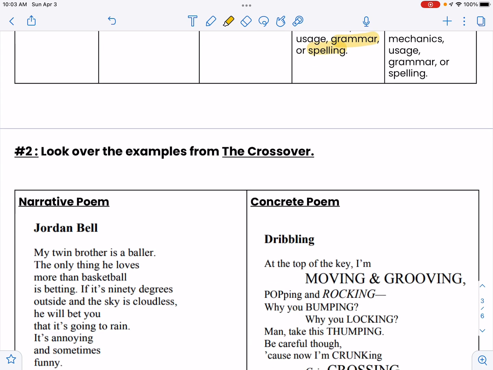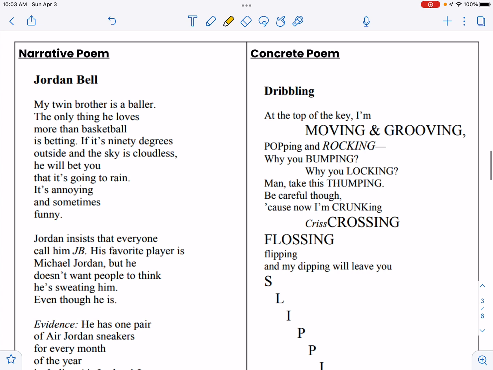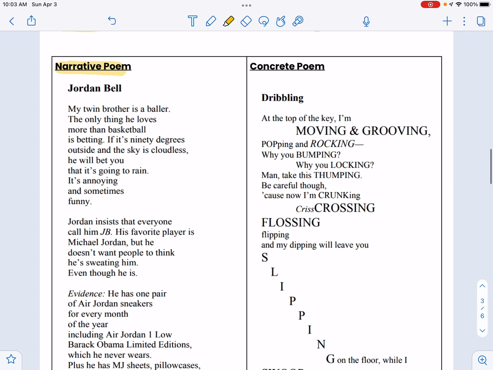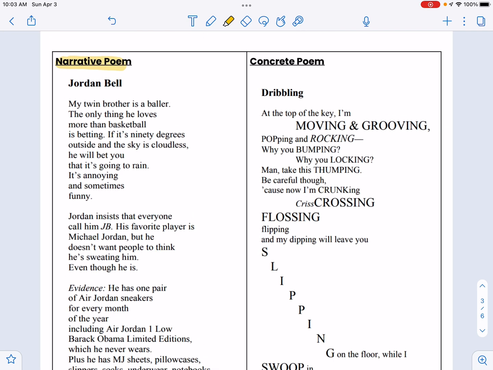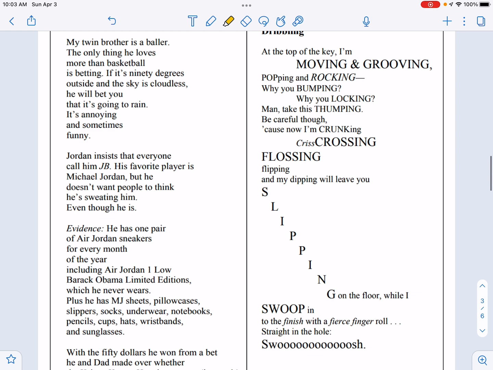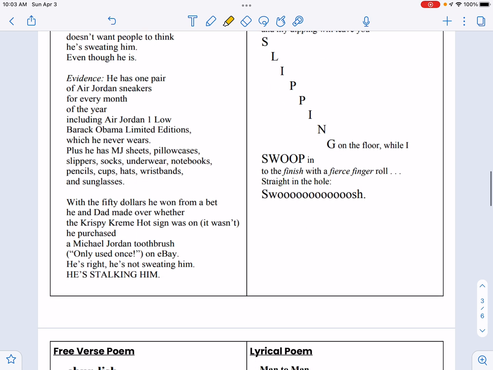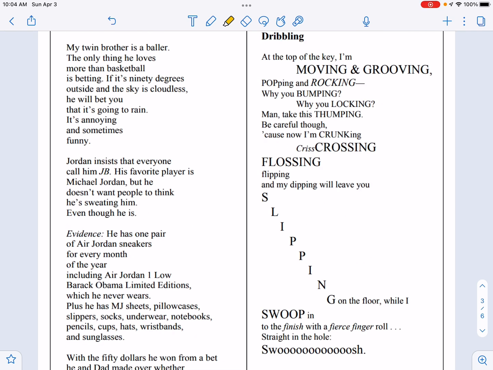Here are some examples of each type of poem from The Crossover. So a narrative poem tells a story. Here's an example from The Crossover where Josh is telling a narrative poem about his brother Jordan, how he's like a baller, that his favorite player is Michael Jordan, and kind of making fun of him for this obsession with Michael Jordan. That's telling us a story.